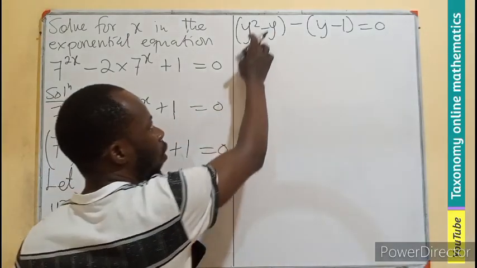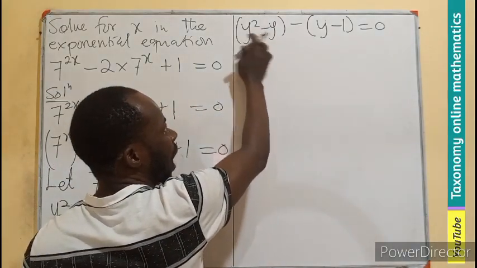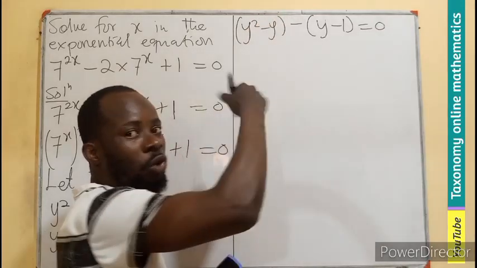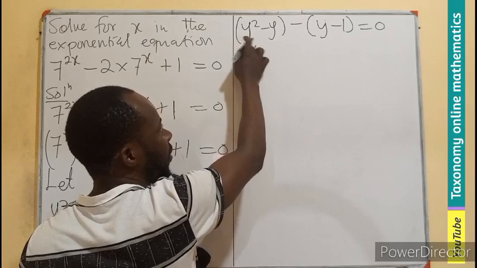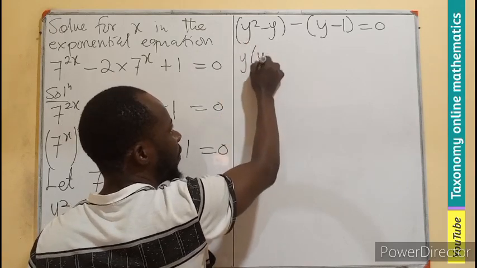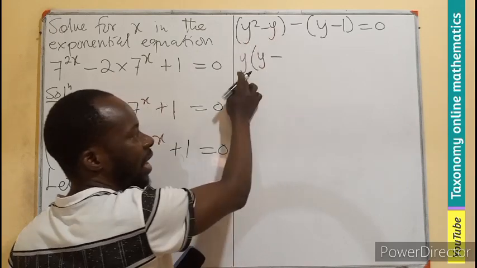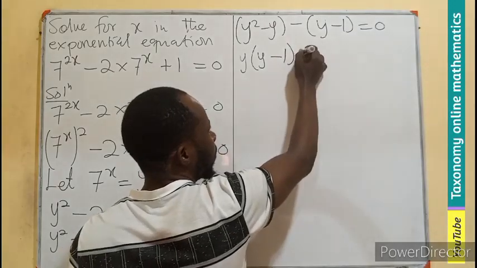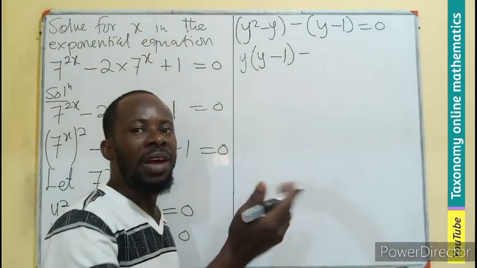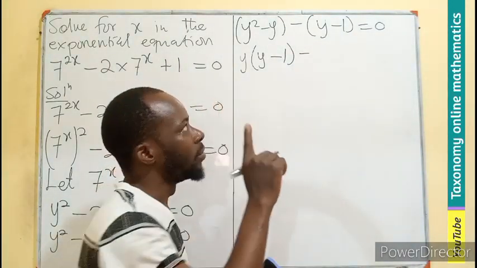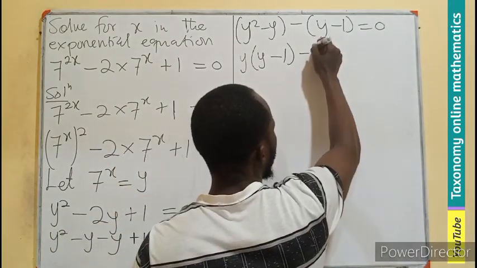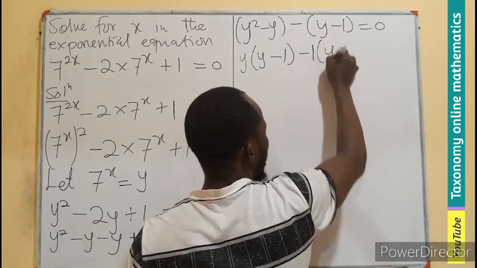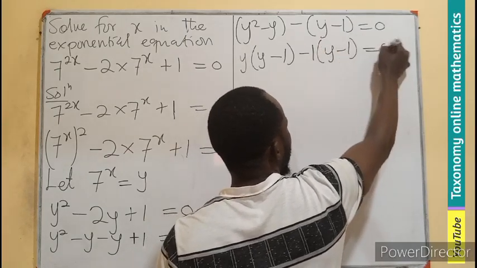So now let's find common factors here, which is y power 1 and power 2. So we pick the power 1. So y into bracket, if this is divided by y, you will be left with only y. Y divided by y is what? 1. Minus the common factor for y and 1 will be 1, because 1 times y remains y. So this becomes 1 into bracket y minus 1 equals 0.